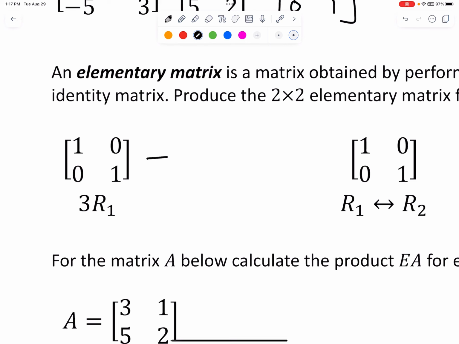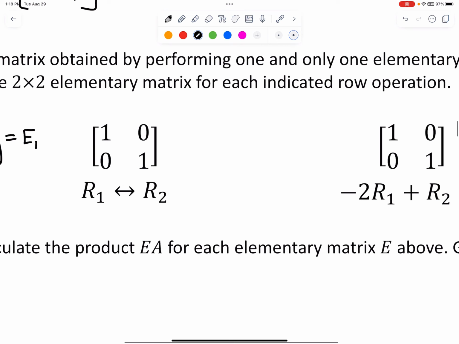It's not equal, so make sure you don't put an equal sign, put an arrow. We get a new matrix that is 3, 0, and then the second row we didn't change. This is an elementary matrix, so we're going to call this E sub 1.